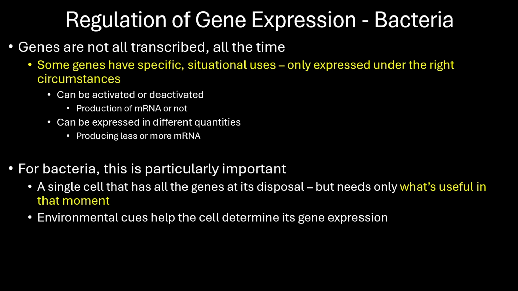So last time we explored the process of protein synthesis, DNA transcription, and then RNA translation. We talked a lot about this process, but there are still some things that we haven't really explored. For one, the genes that an organism has are not constantly being transcribed all the time. Organisms don't need to make all of the proteins that they have the potential to make 100% of the time. Some genes have specific and situational uses, and those genes are ones that are only expressed under the right circumstances.